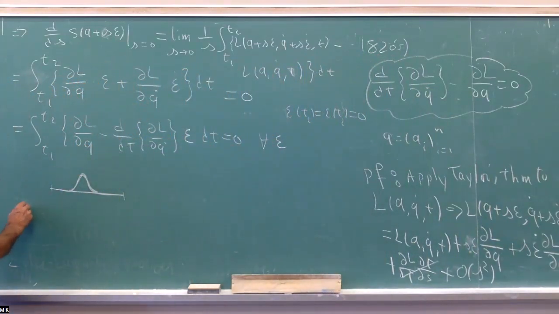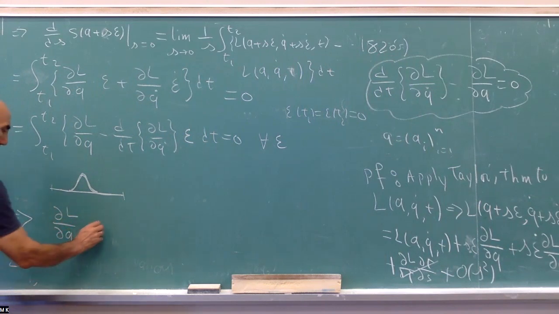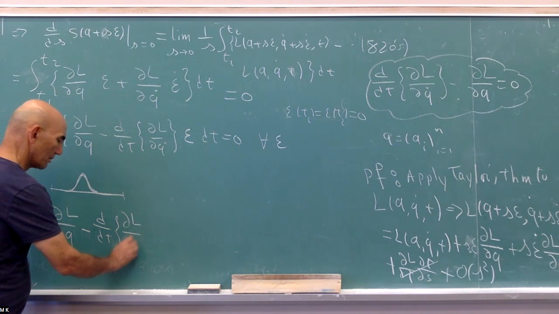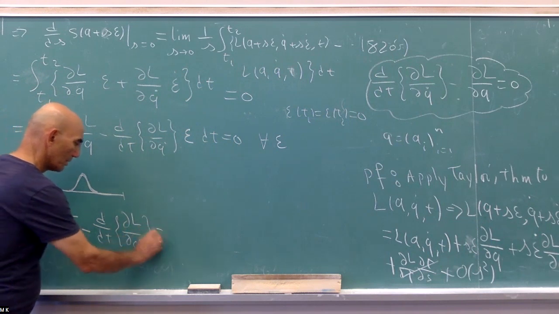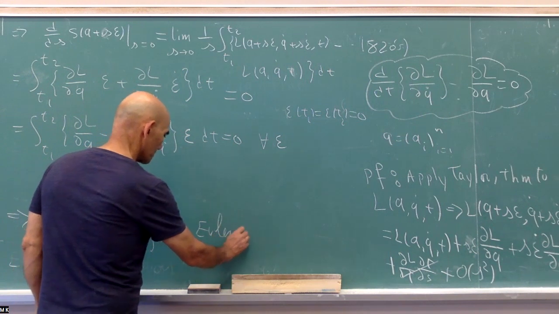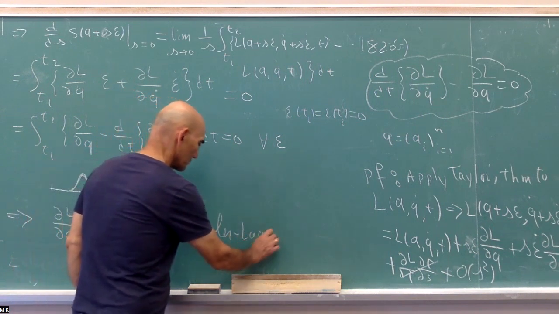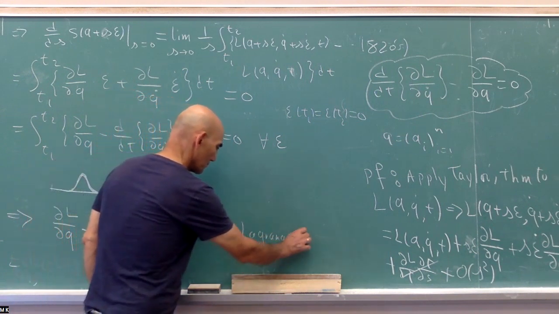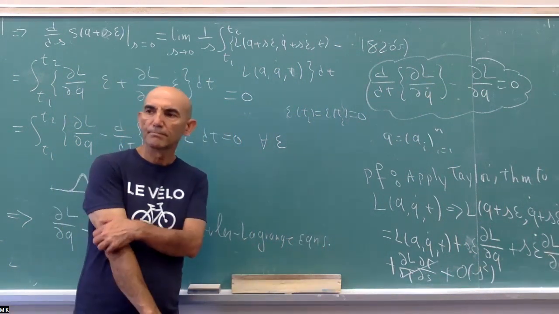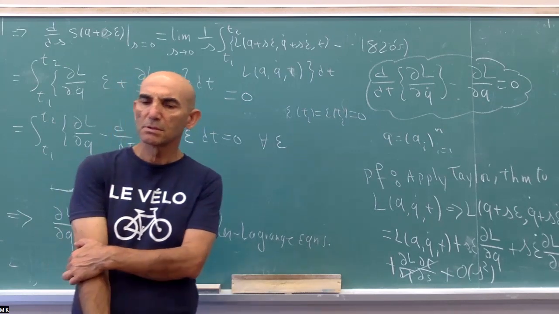So from here we get that ∂L/∂q minus d/dt of ∂L/∂q dot equals 0. And this is the famous Euler-Lagrange equation. Okay, so are there any questions?